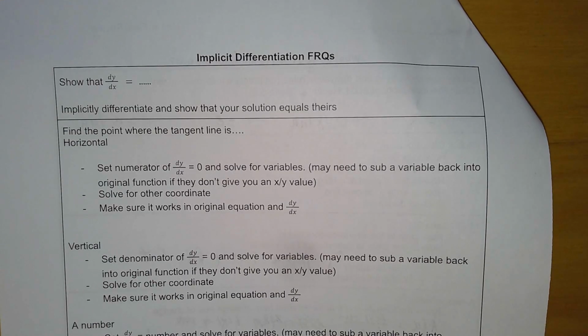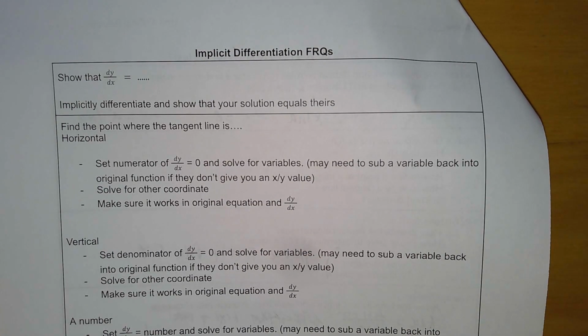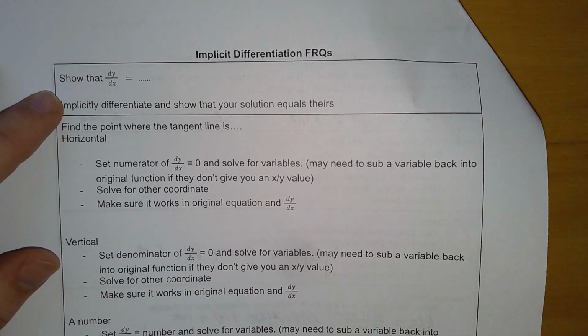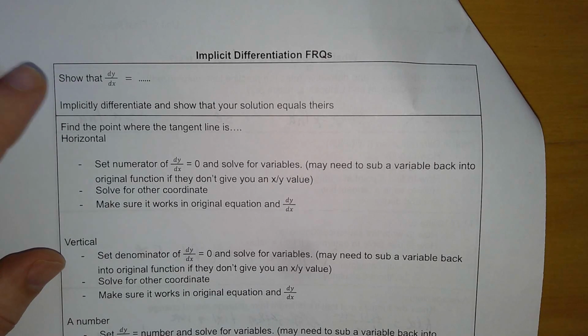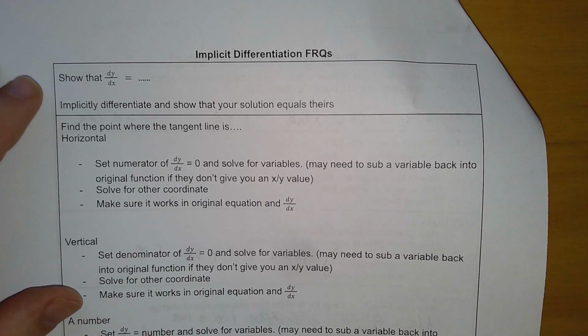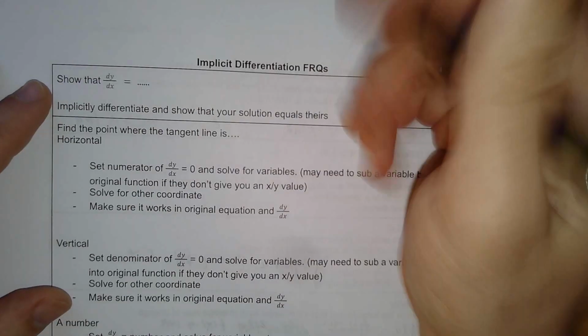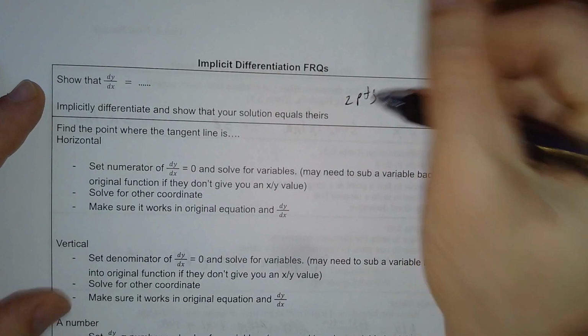So here's how these problems generally work. Usually they'll give you the derivative. They'll tell you what the derivative is and say show that it's true. For these kinds of questions, you implicitly differentiate, which you know how to do, and just show that your solution equals theirs. That's usually 2 points.